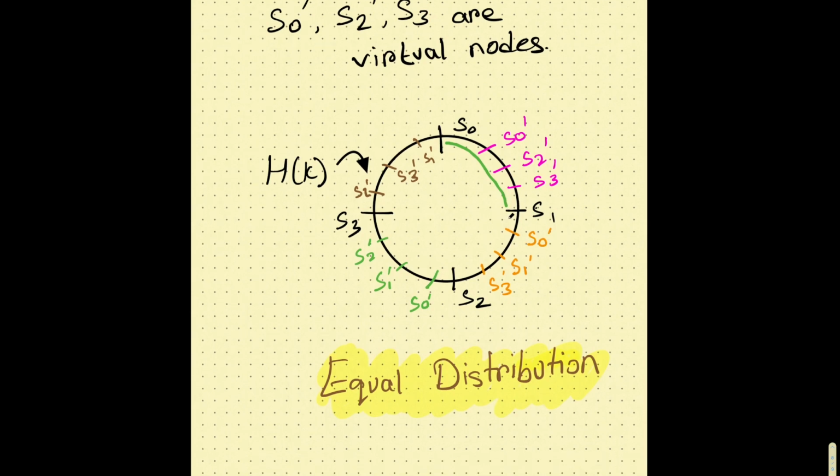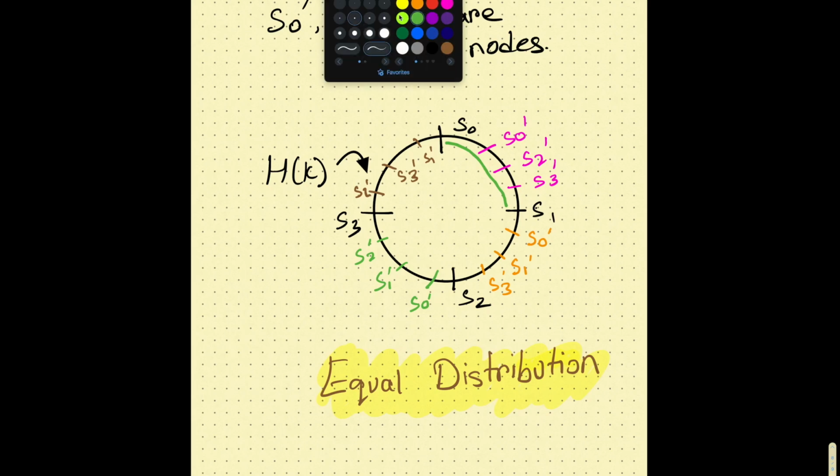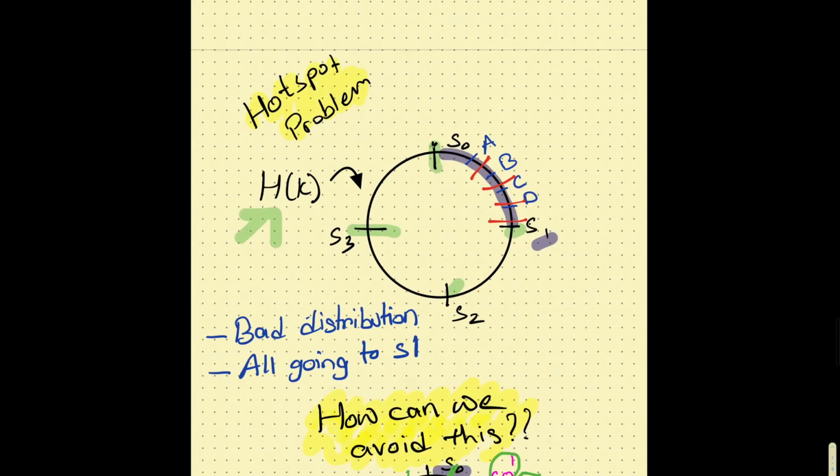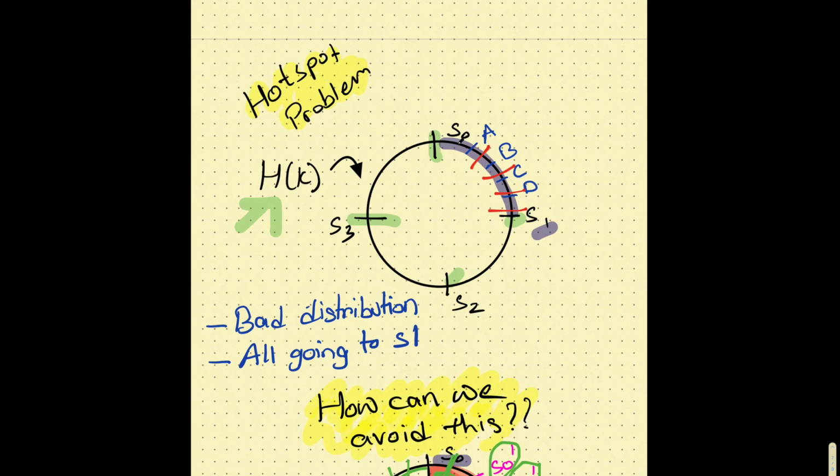Similarly, for this section, let me just change colors. Previously all the data would have gone to S2, but to get over the hotspot problem, we're giving virtual nodes 0 prime, 1 prime, and 3 prime, so that the data can live in any of the servers, even if there's a hotspot over here. Same for this section, and same for this section. This way we are guaranteeing an equal distribution.